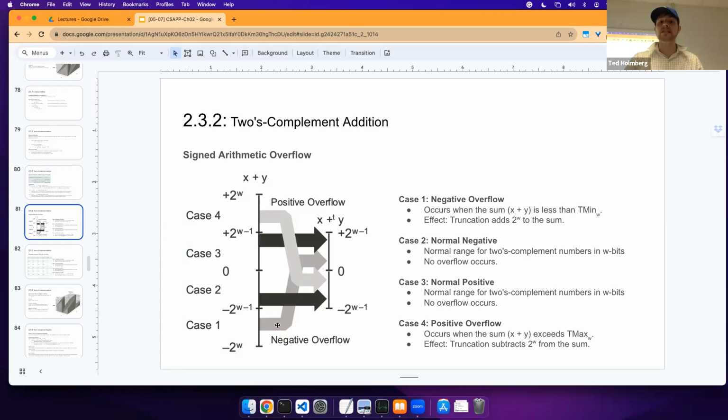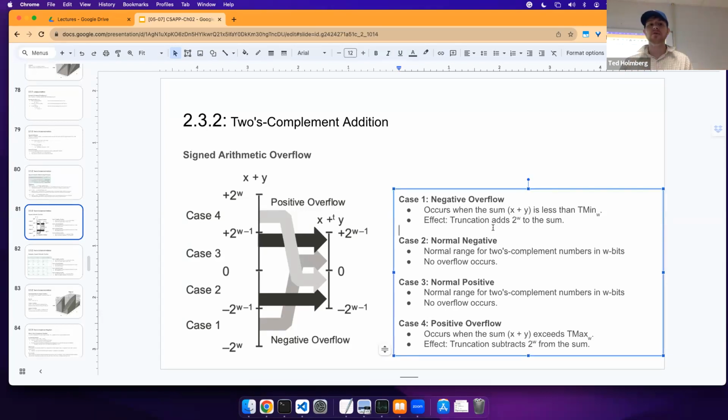And in this instance, I have a value that's too negative. It's 5 bits that has a leading value of 1, or I have a 5-bit term that has a leading value of 0. And so I'll just do what I did before. I'll go ahead and truncate, which effectively, the effect of that on a negative overflow is it's going to add 2 to the power of whatever w is to my sum.